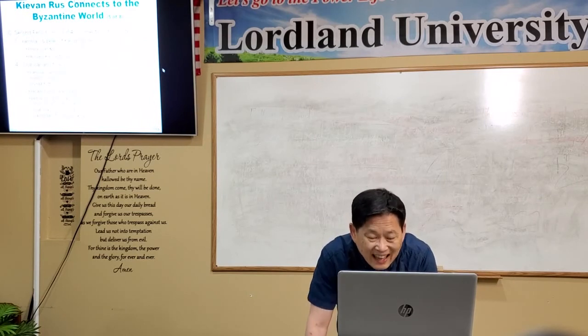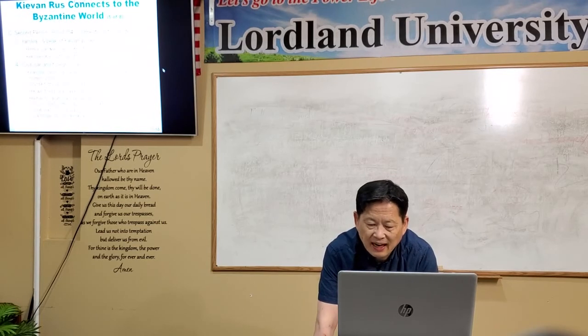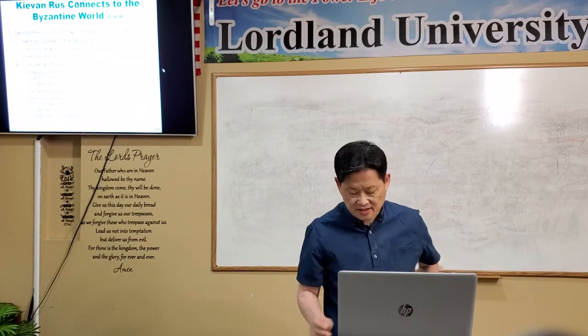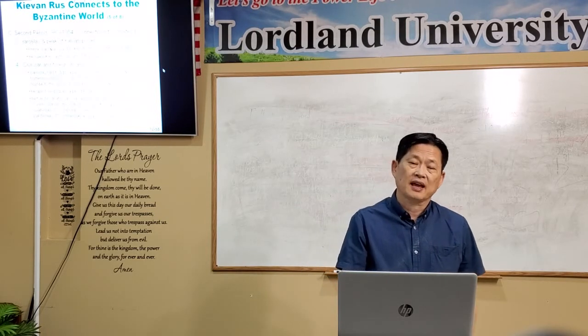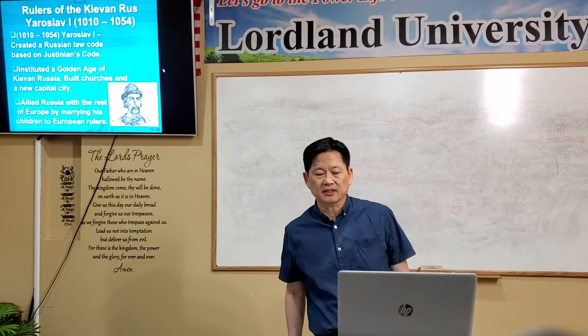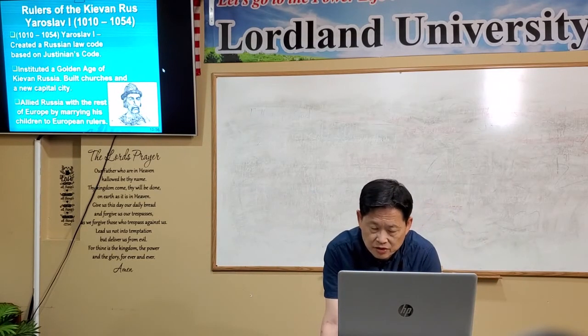Before his death, Yaroslav assigned his separated princedoms to his five sons. After his death, the five sons killed each other. Chaos.